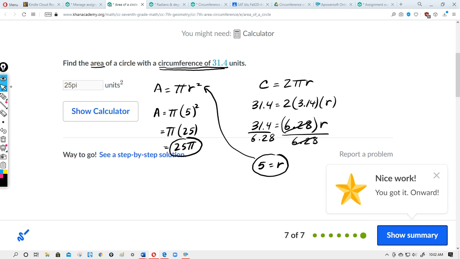And if you didn't want to use the shortcut, you would just do 25 times 3.14, and that's 78.5. So either one of these answers would have worked.